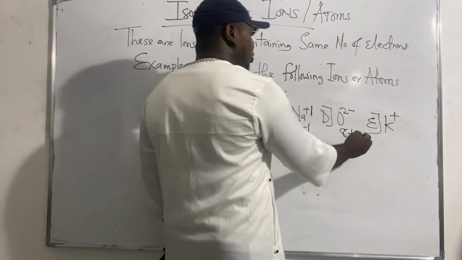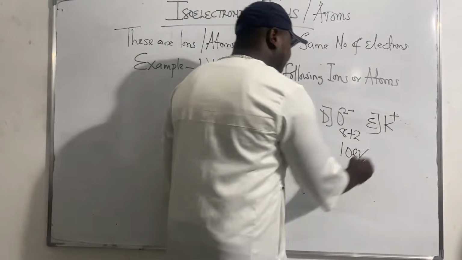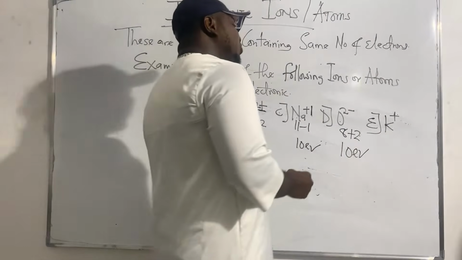2 minus means it has gained 2 electrons. So 8 plus 2, 10 electrons. Isoelectronic. Iso.